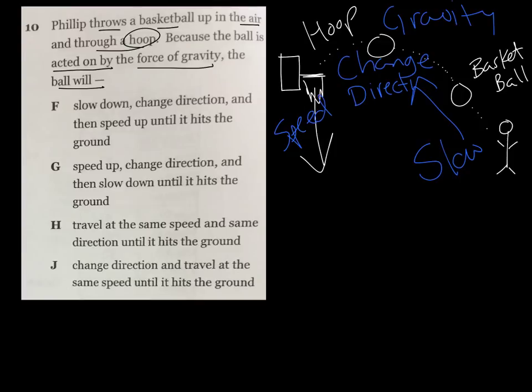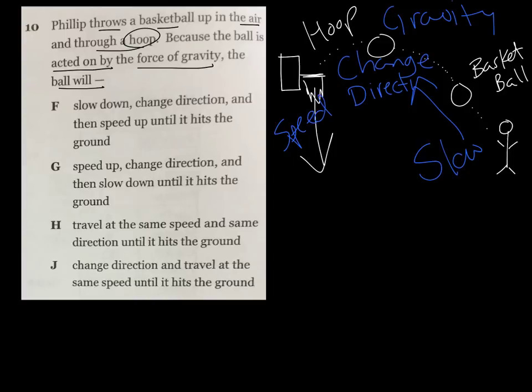So we're going to figure out exactly which of these answer choices matches what happens when Philip throws the basketball through the air and it goes through the hoop. So letter F says that the ball will slow down, change direction, and then speed up until it hits the ground. So far that looks like it pretty much matches exactly what our diagram has. But we still need to look at the other answer choices just to make sure.